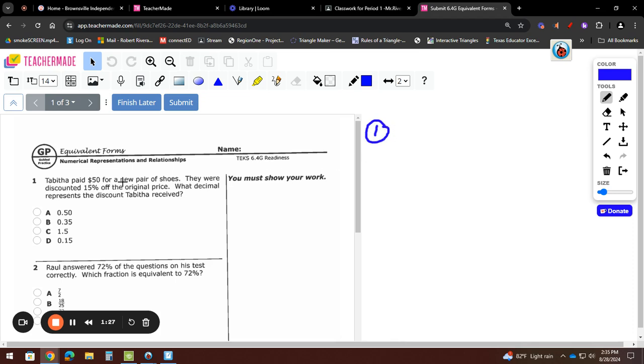it says Tabitha paid $50 for a new pair of shoes. They were discounted 15% off the original price. What decimal represents the discount Tabitha received? Okay, so they want to know a decimal. They want the decimal of the discount. That's what they want.